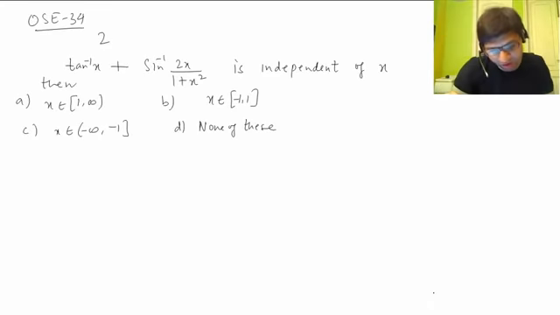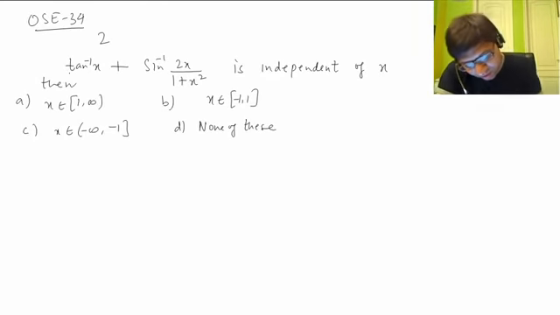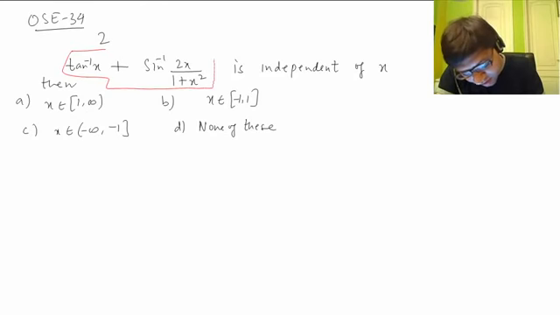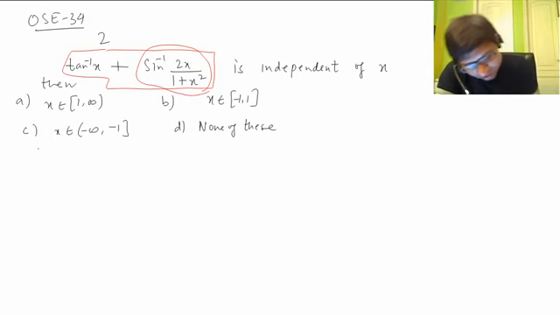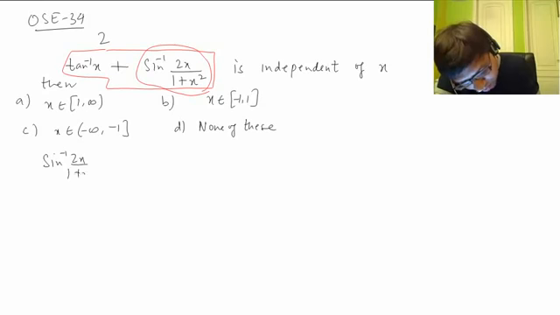So this is objective solved example question number 34. Now in this question we have to find the interval of x where it is given that tan inverse x plus sine inverse 2x over 1 plus x square is independent of x. You can see this is a function that we discussed in part 1, sine inverse 2x over 1 plus x square. And you have to learn the compound form of sine inverse 2x over 1 plus x square.